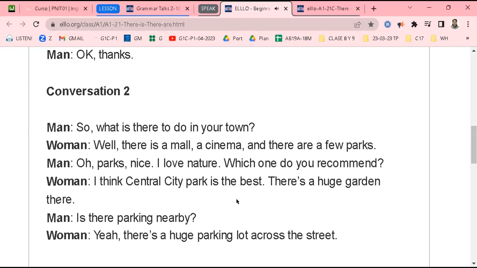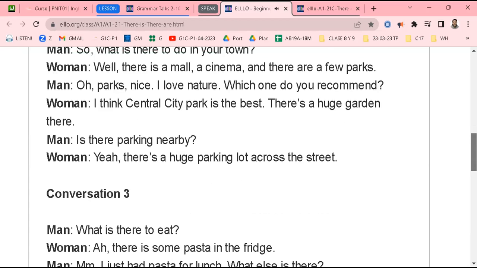Conversation two. So what is there to do in your town? Well, there is a mall, a cinema, and there are a few parks. Oh, parks? Nice. I love nature. Which one do you recommend? I think Central City Park is the best. There's a huge garden there. Is there a parking nearby? Yeah, there's a huge parking lot across the street.